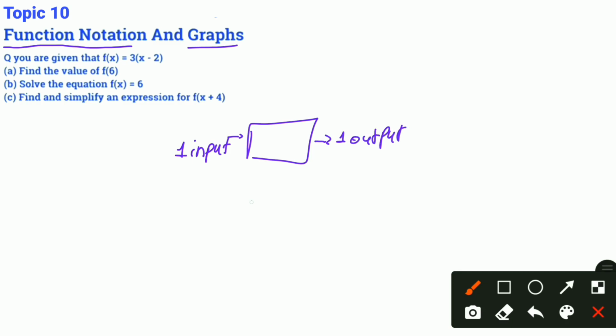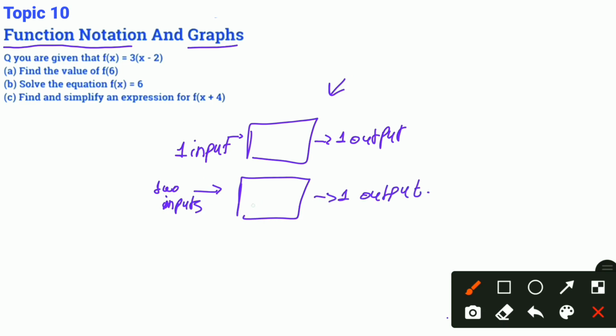There are two types of function: one-to-one functions and many-to-one functions. This is a one-to-one function. In a many-to-one function, when you give two inputs, it will give the same one output. But what happens if you give one input and the machine gives two outputs? Then that machine is not a function.